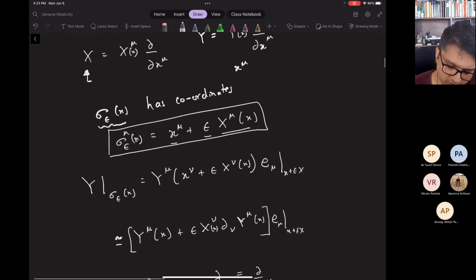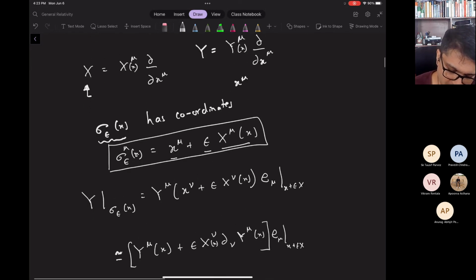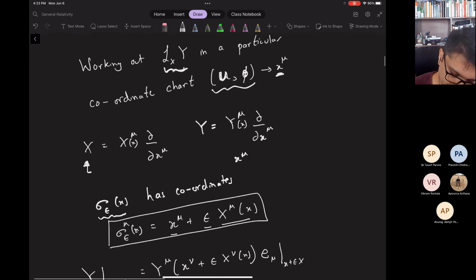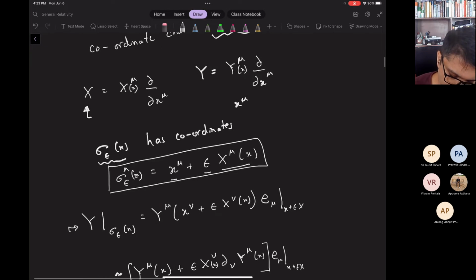Right. So now what we want to do is evaluate this derivative. In order to evaluate it, we'll use our definition. We want to first evaluate what is y at the point sigma epsilon x. Not y at x, but y at this point. So y at this point is y mu, not evaluated at x, but evaluated at this point, sigma mu x. So it's y mu of x nu plus epsilon x nu of x, where again these basis vectors are evaluated at the point x plus epsilon x.